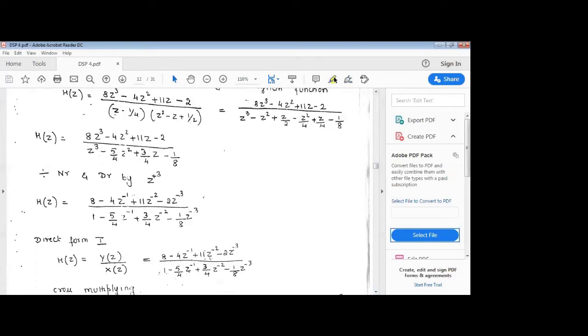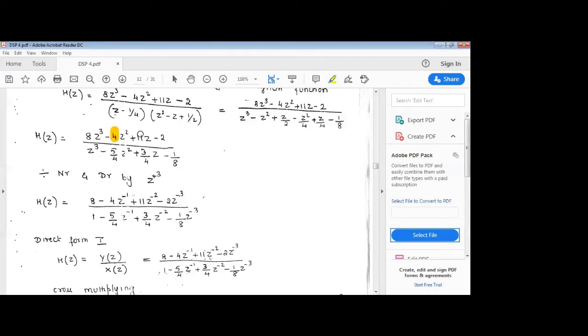We can see here that 4z square is completely divided by z cube. So what will happen? It will become 4 divided by z. This 4 divided by z is nothing but 4 into z to the power of minus 1, which I can write as 4 into z to the power of minus 1.